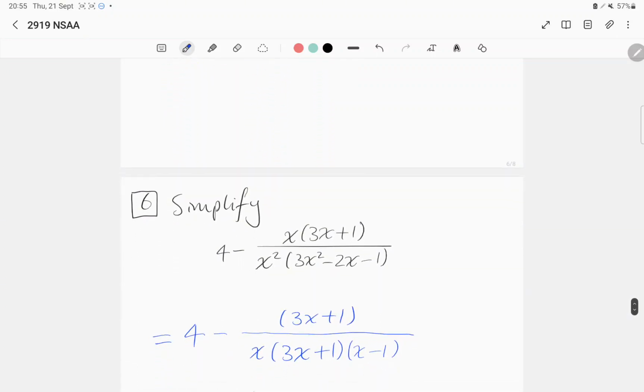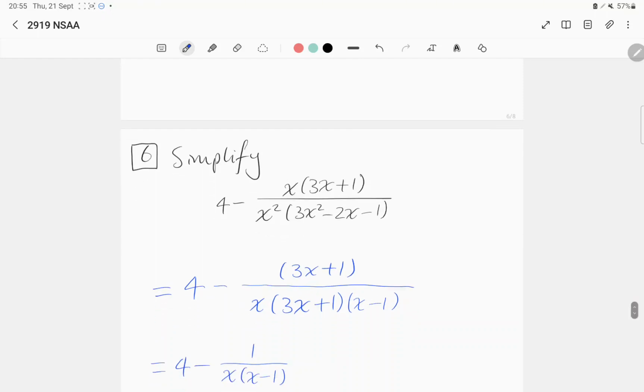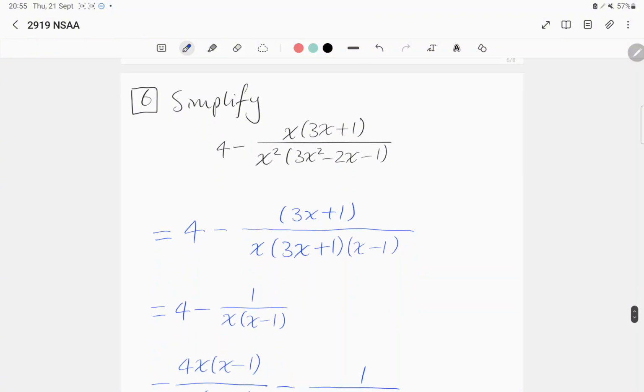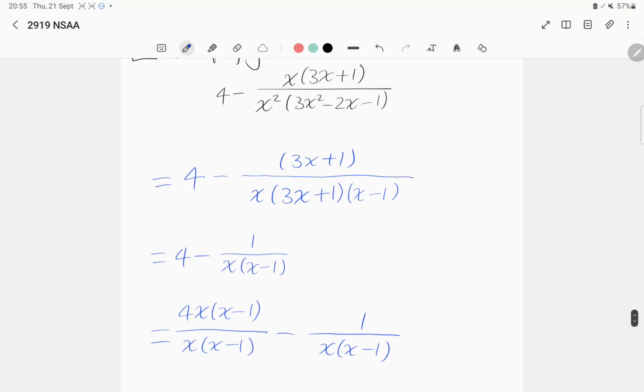Question 6 asks us to simplify 4 minus (x(3x plus 1)) over (x squared(3x squared minus 2x minus 1)). Let's deal with the fractional part first. I'll first take out an x from both the top and the bottom, and then I'll factorise the quadratic remaining on the bottom to get (3x plus 1)(x minus 1). The 3x plus 1 on the top and the bottom cancel out, which of course will give us 4 minus 1 over x minus 1.